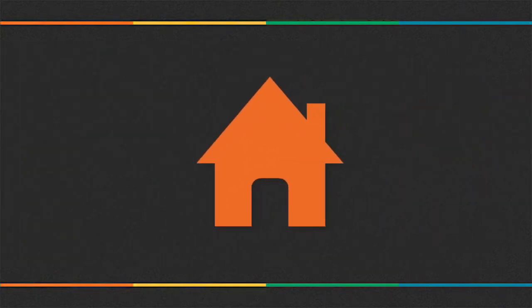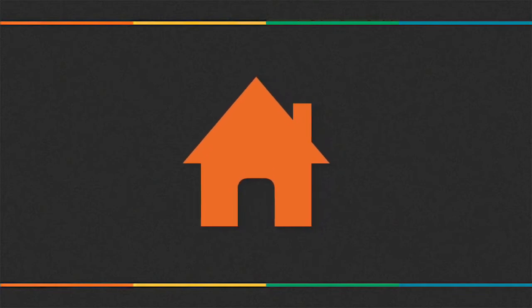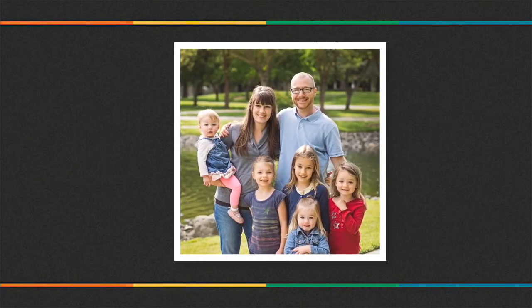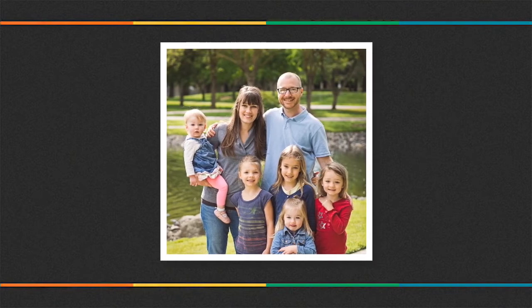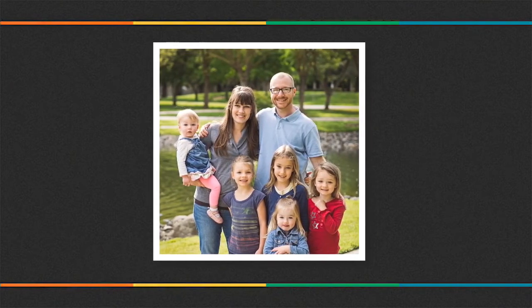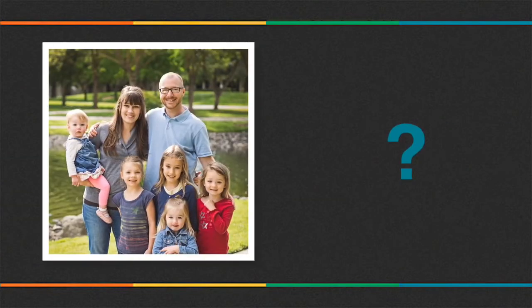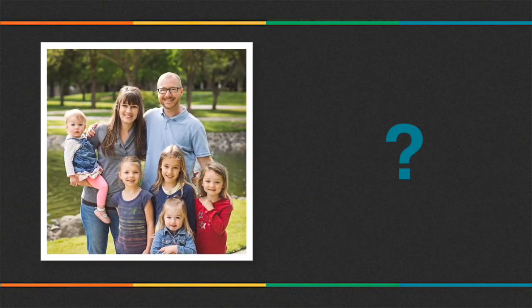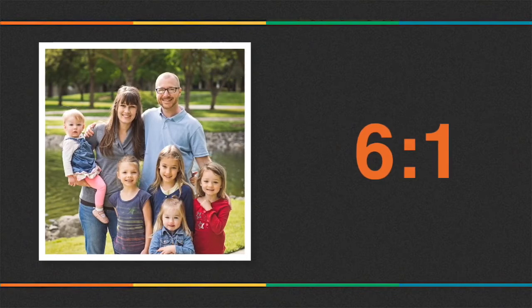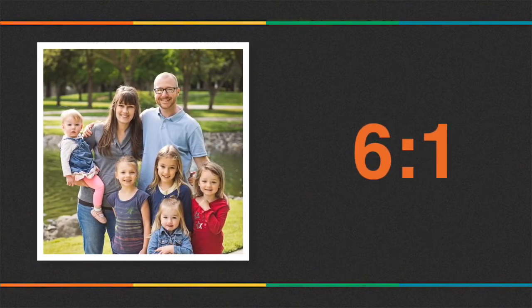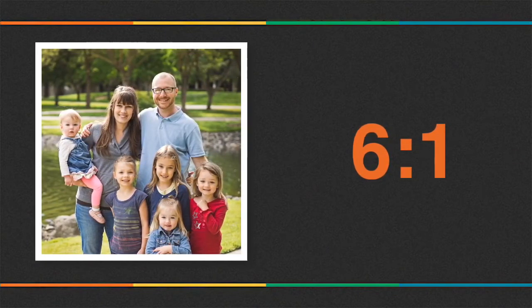Obviously, ratios can be used for many things, such as the members of your family. For instance, what is the ratio of girls to boys in your family? Well, let's take my family for instance. Let's see, we have 1, 2, 3, 4, 5, 6 girls and 1 boy. Boy, am I outnumbered. So, what's the ratio of girls to boys in my family? 6 girls to every 1 boy. That's the ratio of my family.